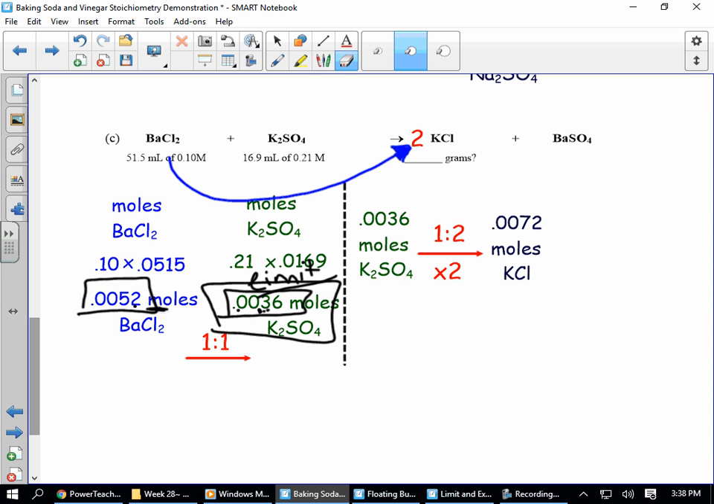And then I get 0.072 moles of KCl. It wants the mass, so I'm going to set it equal to x over the formula weight of itself. And you get 0.53 grams of KCl.